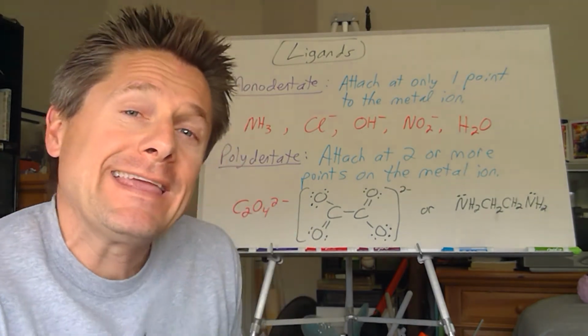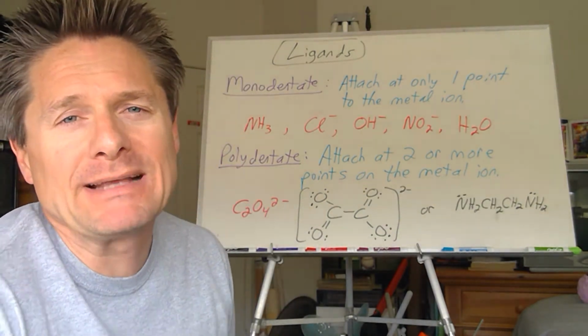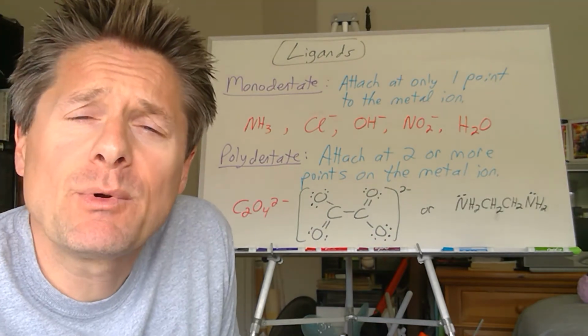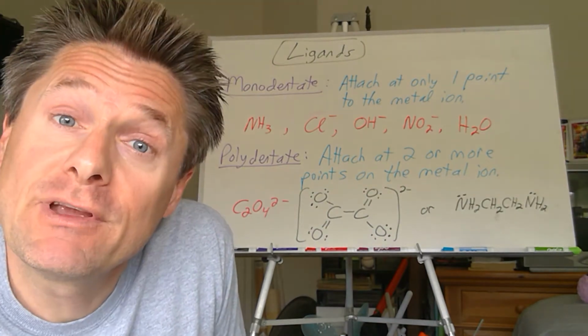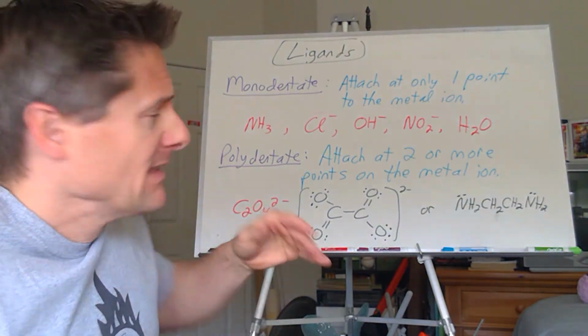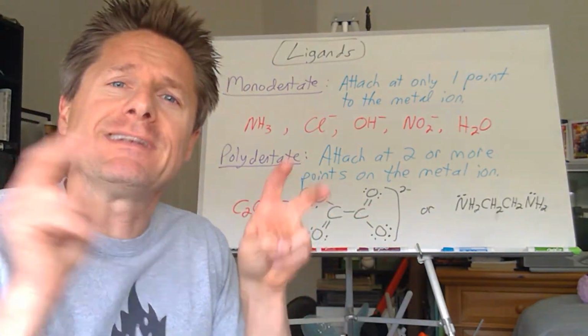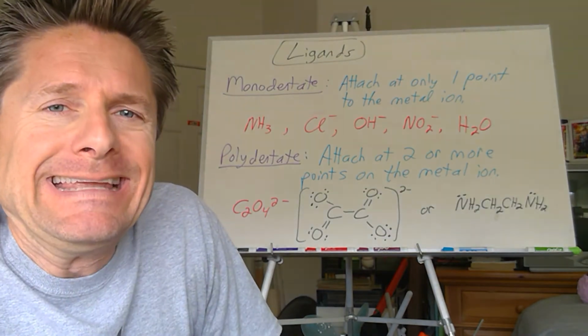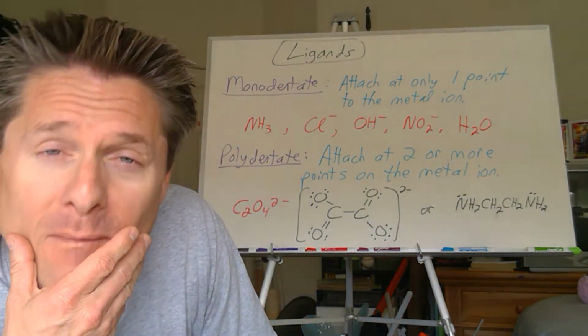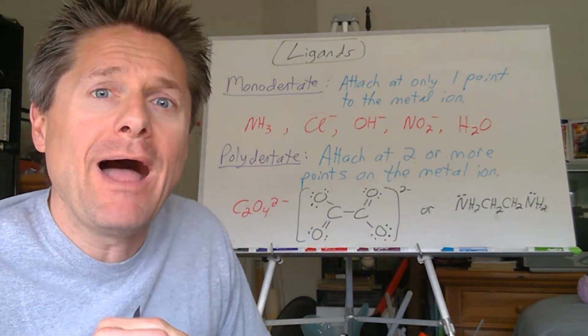All right, one of the keys to doing complex ions, naming them, and figuring out coordination numbers, and we're going to do geometries as well, is that we have to know how many points of attachment a particular ligand has. Most ligands, well over 90% probably, only attach in one spot.